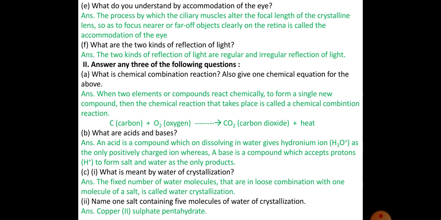Now comes the chemistry portion. What is chemical combination reaction? Also give one chemical equation for the above. When two elements or compounds react chemically to form a single new compound, then the chemical reaction that takes place is called a chemical combination reaction.